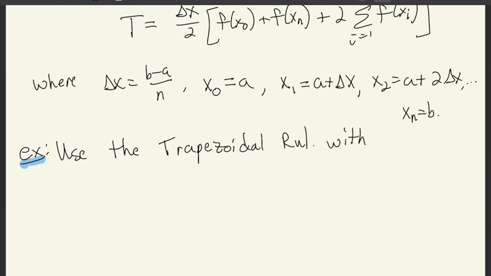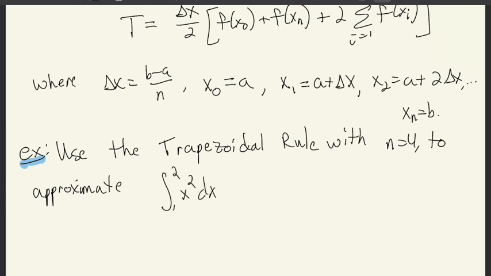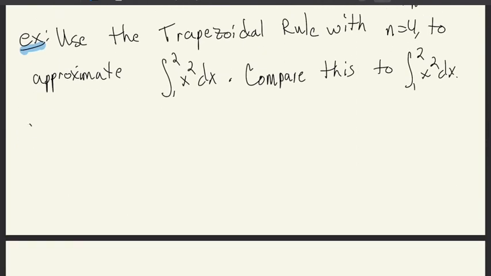So use the trapezoidal rule with n equals 4 to approximate the integral from 1 to 2 of x squared dx, and then compare this to the actual result. Okay. Solution.